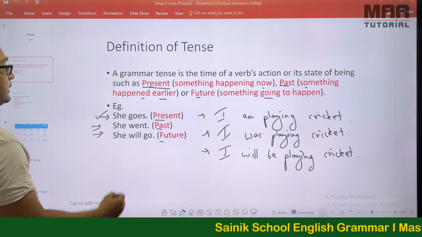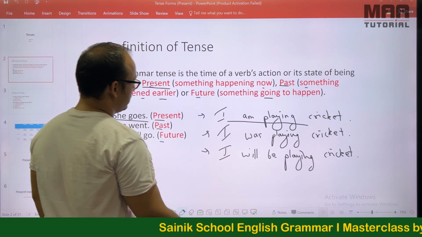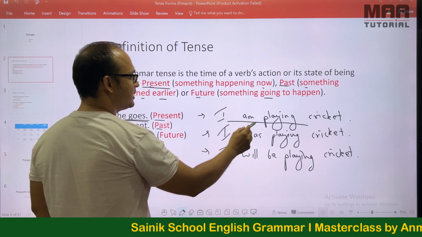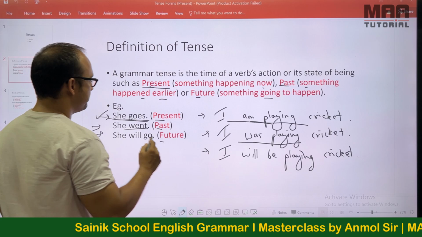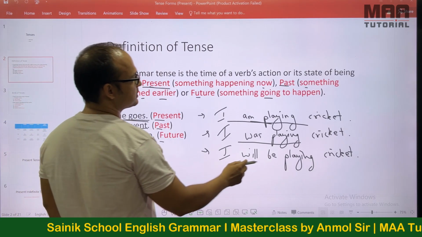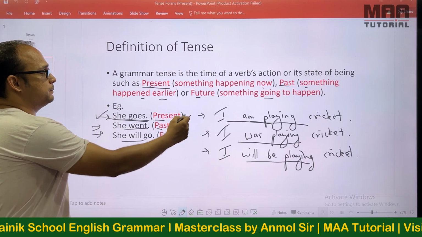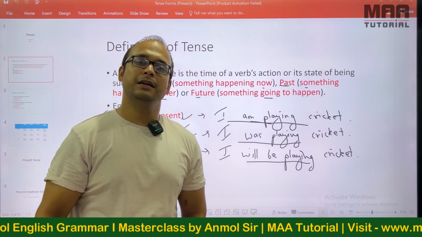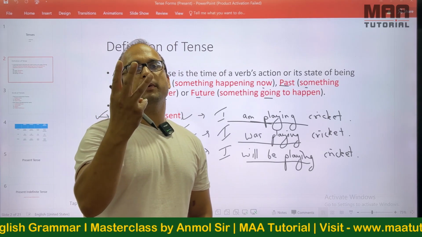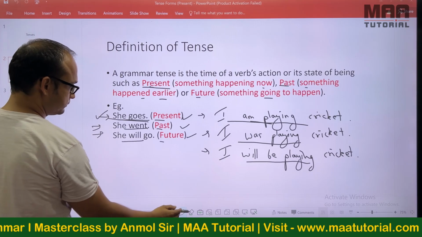Now see, this is also present, she goes, and I am playing cricket is also present. This is the simple present, this is the continuous present. This is the simple past, this is the continuous past. This is the simple future, this is the continuous future. Now every present, past and future is also divided into four different types of tenses: the simple, continuous, perfect and perfect continuous. We're going to see about them now.